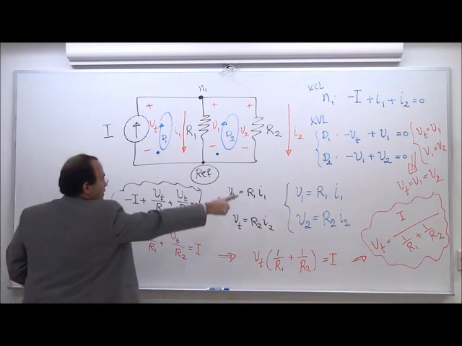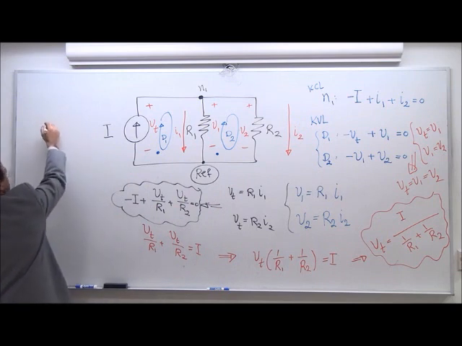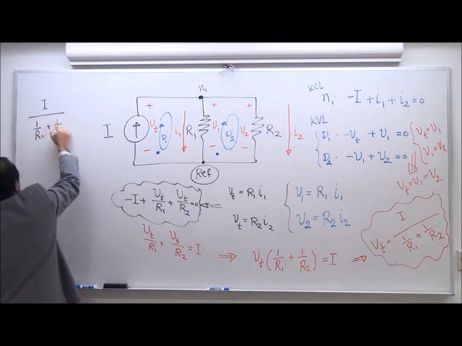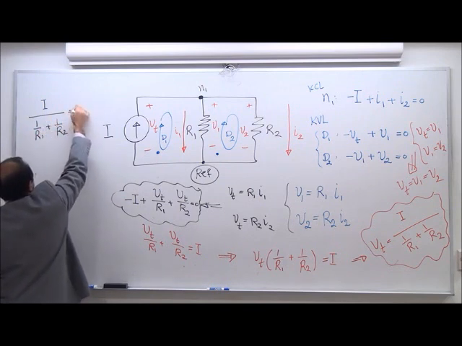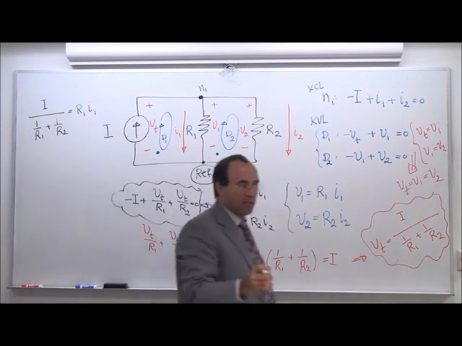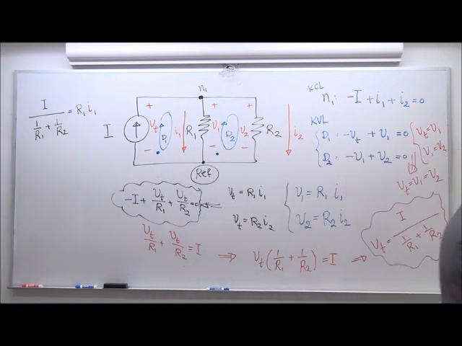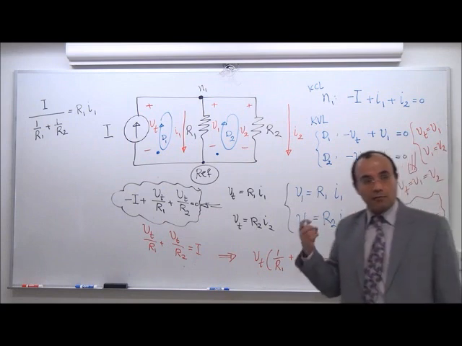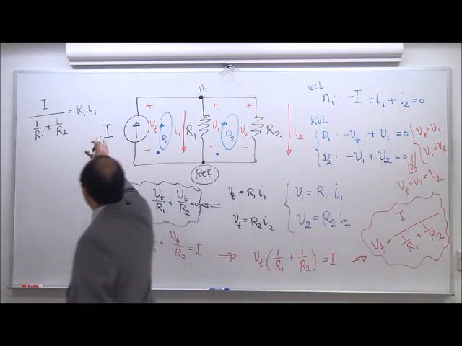VT is equal to V1 is equal to R1 I1. So I divided by 1 over R1 plus 1 over R2 is equal to R1 I1. Don't be frightened by the picture you see in front, because as an engineer, our responsibility is to arrange it, to make it look good and simple so that we can remember. So don't worry about that process.